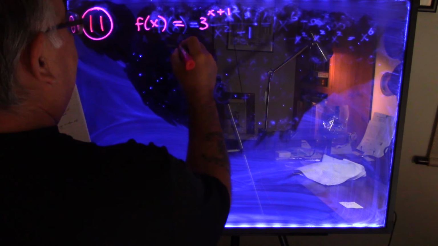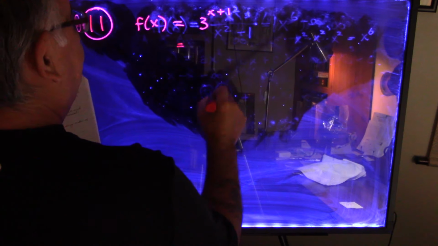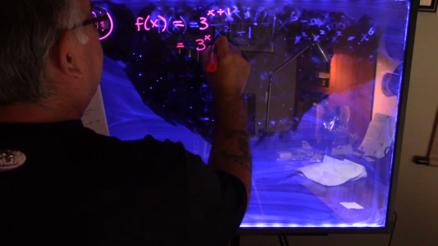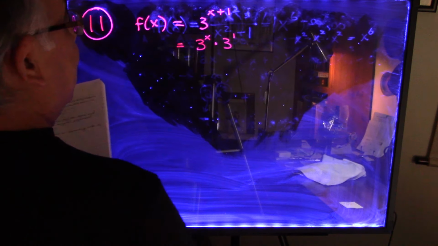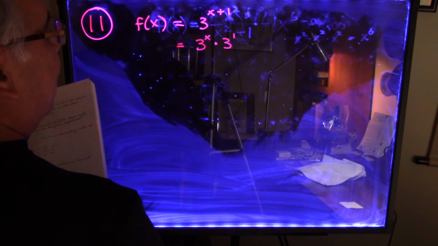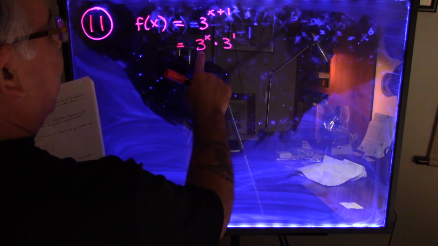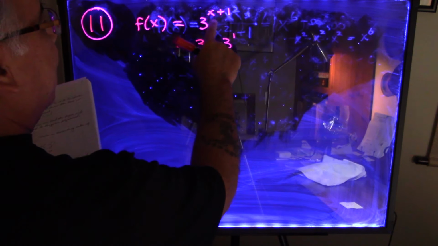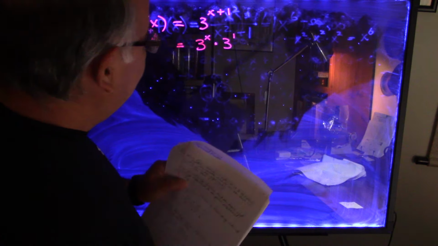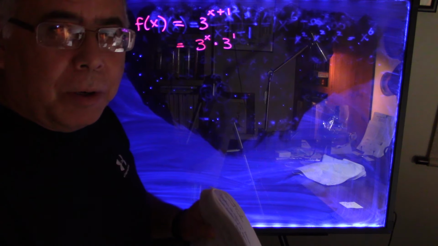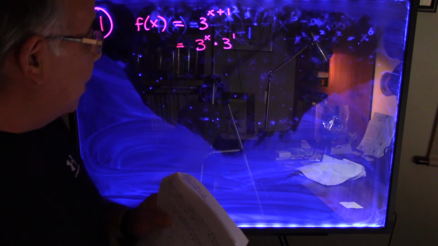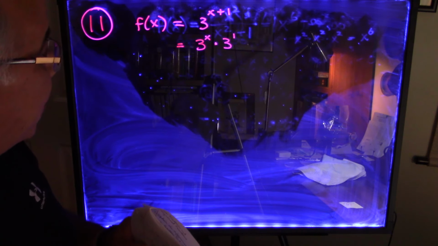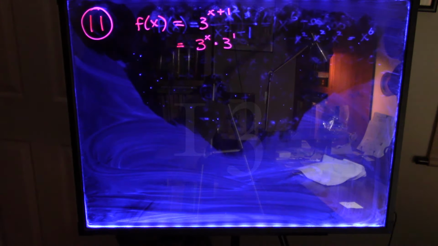Now here's something that has nothing to do with the problem, but I just thought I'd point it out. This is also equal to 3 to the x times 3 to the 1 power, or just 3. Or you could write that as 3 times 3 to the x. So you have the same base 3, you add the exponents, you get 3 to the x plus 1. That might help you when we get especially into logarithmic and exponential functions. It'll help you to simplify some functions. And that's coming up soon.